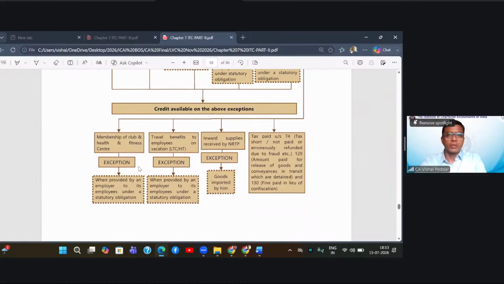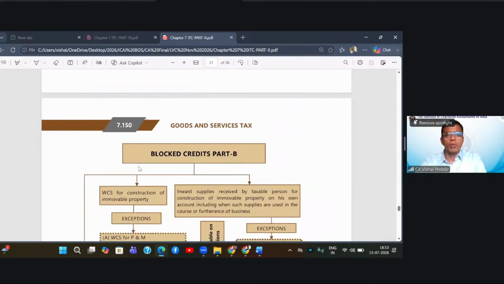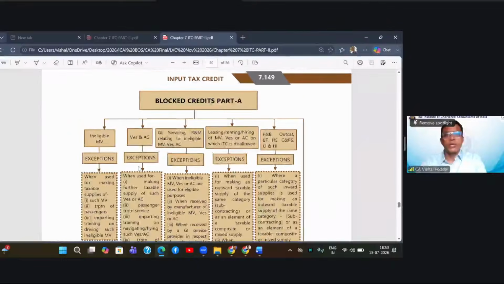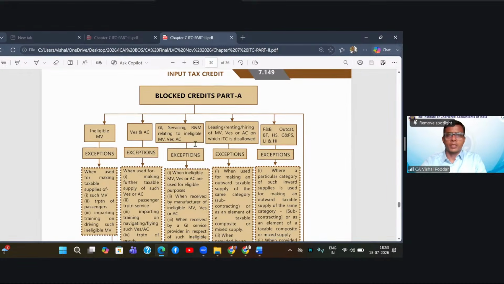Now, what are these items of which blockage is given? So let me read out one by one each of the items. First is motor vehicle. Second is vessels and aircraft. Third is those input services relating to both these items like insurance, servicing, repairs and maintenance. So first is purchase of motor vehicle, purchase of vessels and aircraft is blocked. Second, services required for these motor vehicle or aircraft will be blocked. What type of services do we commonly use for them? Insurance, servicing, repairs, maintenance.